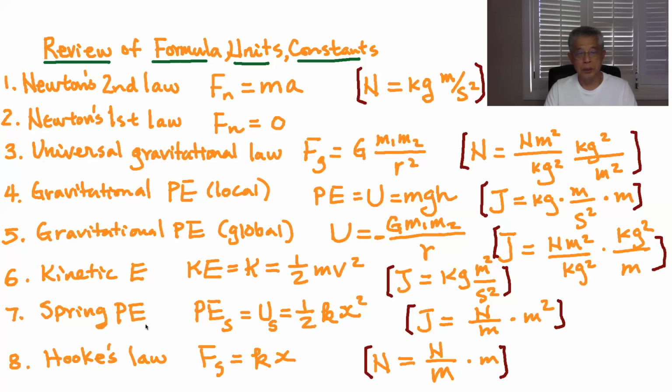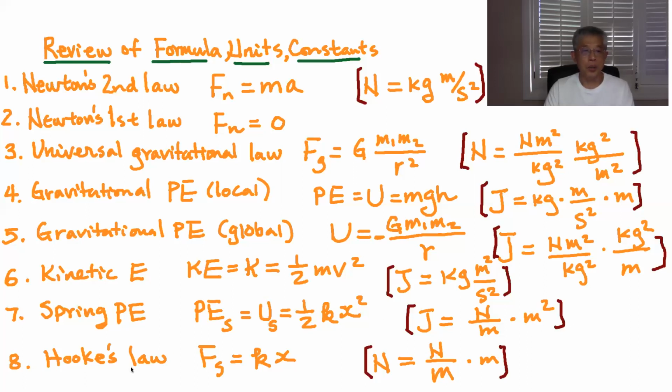Number 7, spring potential energy. The energy stored inside a spring that has been compressed or expanded, either way. That's equal to U, potential energy, with the S short for spring, 1/2 kx squared. k is the spring constant, x is the displacement, or the compression, or the expansion, depending on the situation. The unit for energy is joule, the unit of k, the spring constant, is newton per meter. x is in meter, so meter squared.